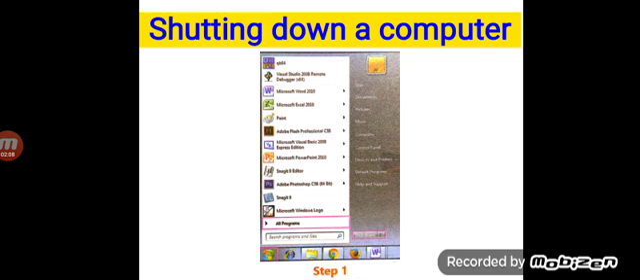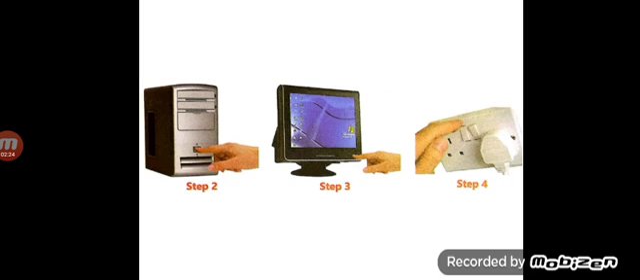The first step is to click on the start button, and then on the bottom left hand corner of the monitor, the all programs menu will appear. Next, you will click the shutdown button, and after a while the CPU gets turned off automatically.